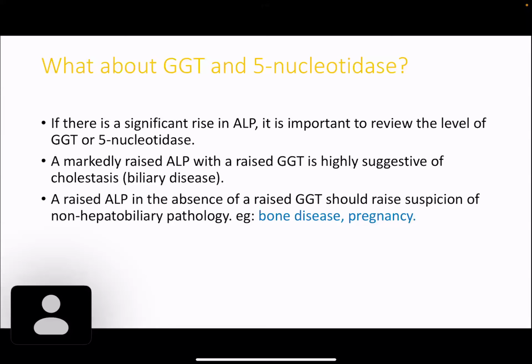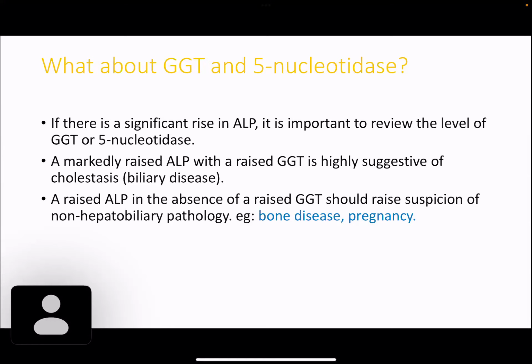So to know whether the alkaline phosphatase elevation is due to liver disease, to differentiate between liver causes and non-hepatic causes, you have to observe the other cholestatic enzymes, the GGT and the 5-nucleotidase. If there is elevation of alkaline phosphatase and GGT, this highly suggests the presence of cholestatic disease or biliary disease.